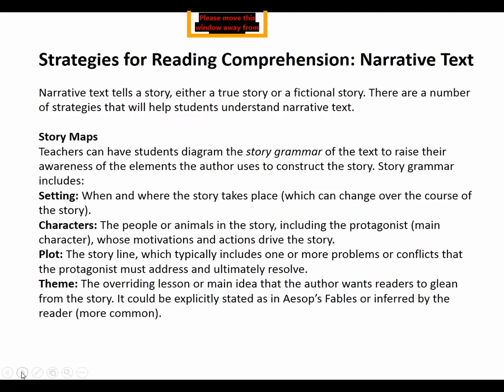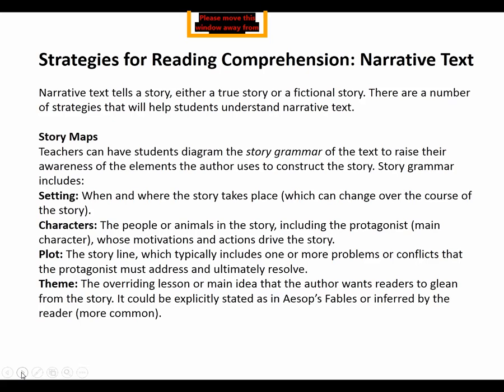Teachers can have students diagram the story grammar of the text to raise their awareness of the elements the author uses to construct the story. So, story grammar includes setting, characters, plot, and theme. Setting means when and where the story takes place, which can change over the course of time. Story start कहीं हुई थी, फिर कहीं और move कर गए characters, and then so on. Right? So, what was the setting of the story? How many characters are involved?